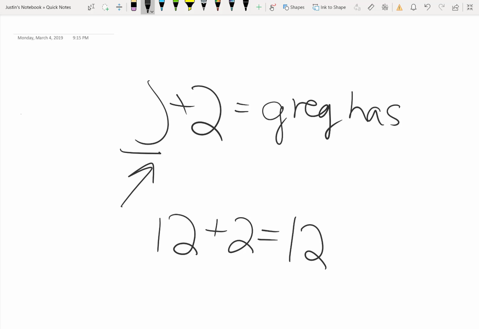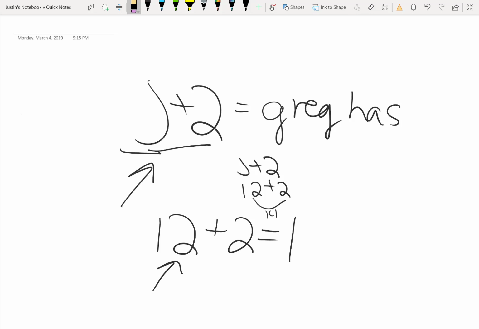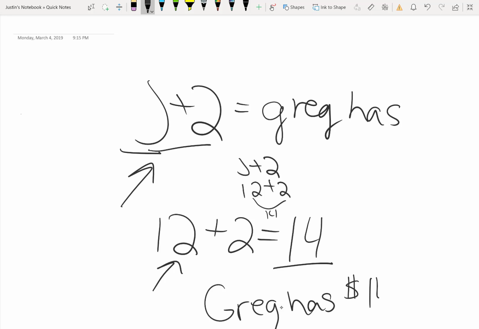And you can see where it says show your work and evaluate. You must say, okay, first our expression was J plus 2. All right, then we found out that his was 12, and then it became 12 plus 2. That equaled 14. Well, I don't know why I have a 12 down here. Sorry, guys. So 12 plus 2 is 14. So then it says at the bottom, after you evaluate it, Greg has $14.